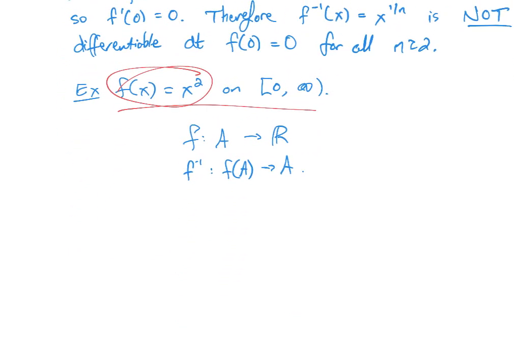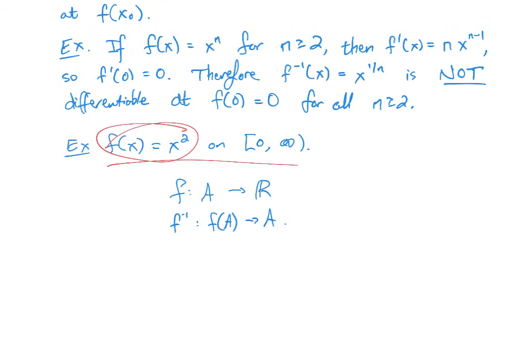The point with this example was, even though you can define a domain on which x squared is invertible, you're never going to get the inverse to be differentiable there. Again, the inverse is the square root function. The reason is that the derivative of f at 0 is 0, and we just proved that if the inverse were differentiable there, its derivative would have to be 1 over f prime.